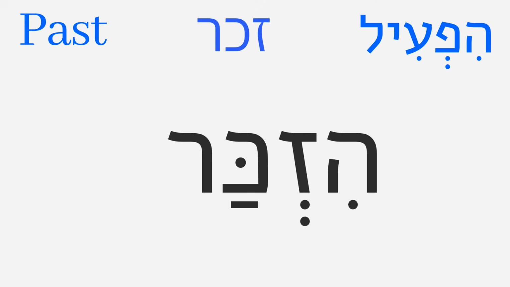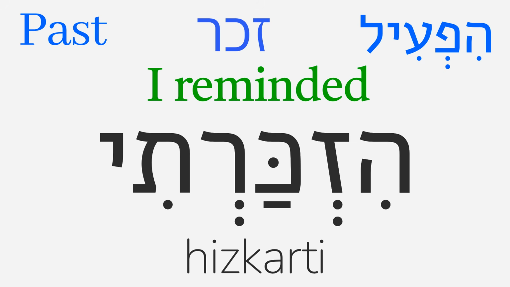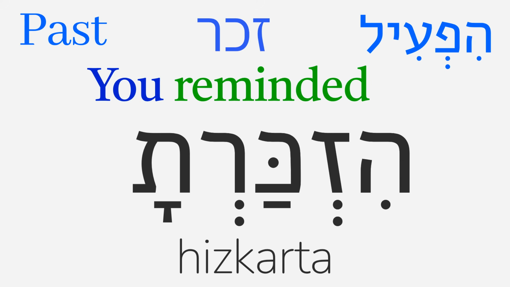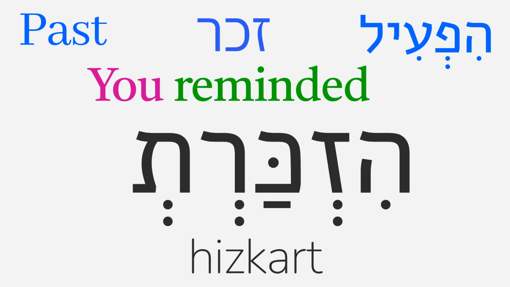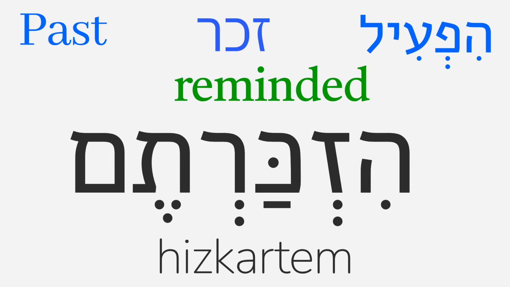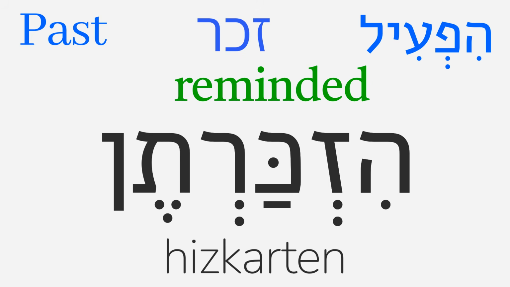Once we have done that, we can add a t ending to make hiskarti, I reminded, a ta ending to make hiskarta, you reminded masculine singular, a t ending to make hiskart, you reminded feminine singular, nu for hiskarnu, we reminded, tem for hiskartem, you reminded masculine plural, and lastly ten for hiskarten, you reminded feminine plural.